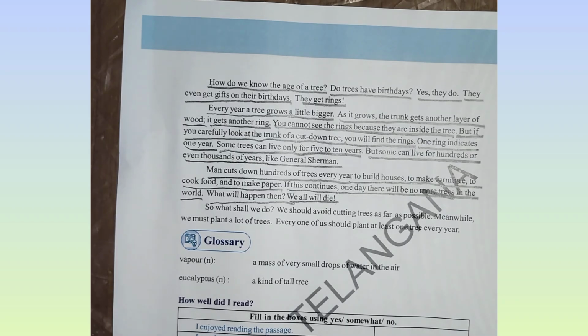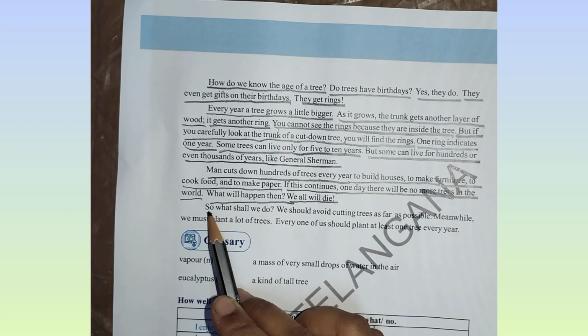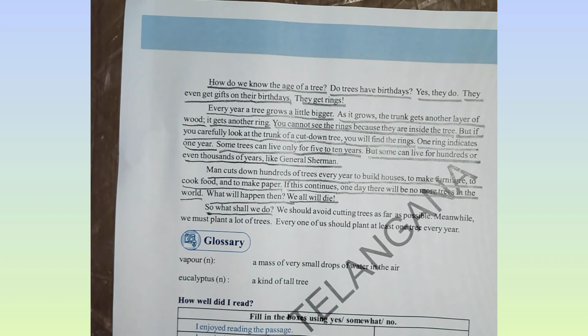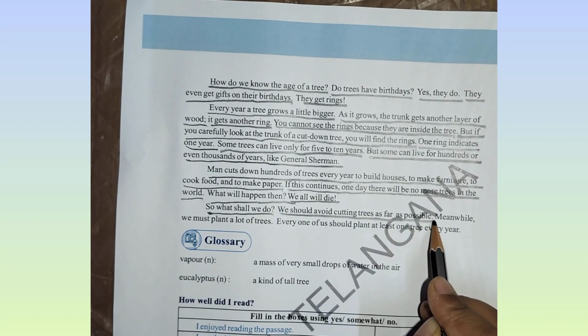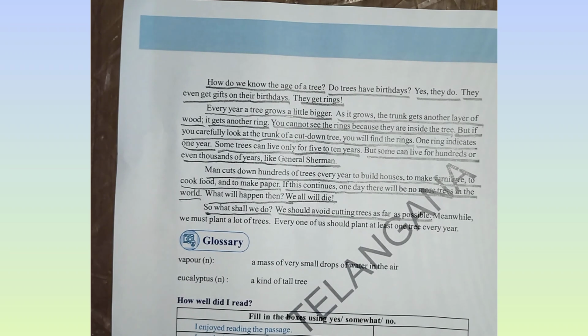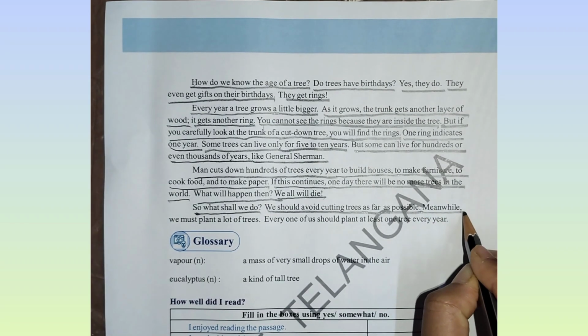If we go on cutting the trees, one day we will also die. So what shall we do? What are we supposed to do? If you want to stop all these activities, we should avoid cutting trees as far as possible. As far as possible, stop the cutting of the trees.